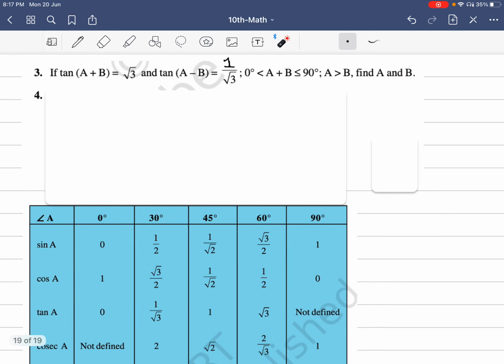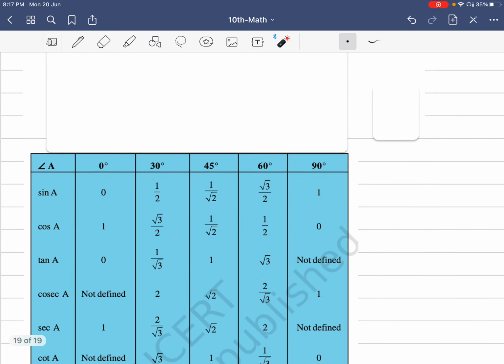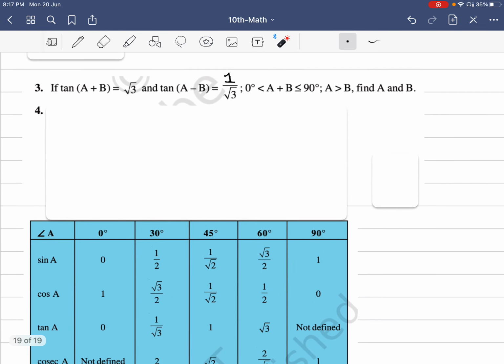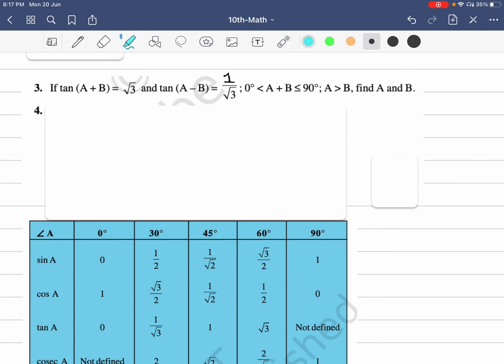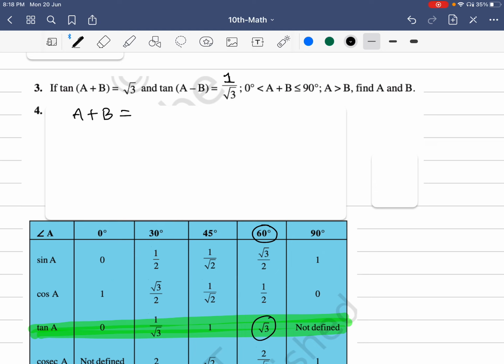Now we have this table where we have all the values for these 5 specific angles, all 6 trigonometric ratios, from sin A till cot A. Here we are dealing with tan A, so let's try to highlight that. This is what we are concerned about. Now we have tan(A + B) is equal to under root 3. This is our under root 3 under tan A, and that is equal to 60 degree. So I can clearly write here A + B is equal to 60.